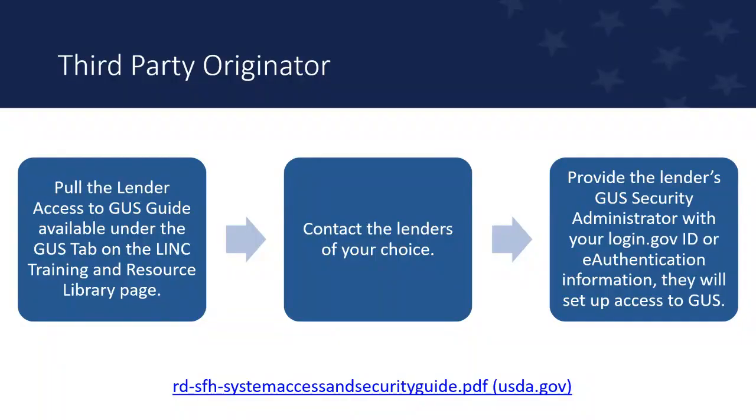If you have an existing role in the system with an e-authentication account, you will use that information rather than your Login.gov email. So if you're set up with another lender already and you've got that e-authentication account set up in the system, then that's the information you'll give versus the Login.gov. So then at this point, the approved lender will set you up with a lender agent role in GUS.